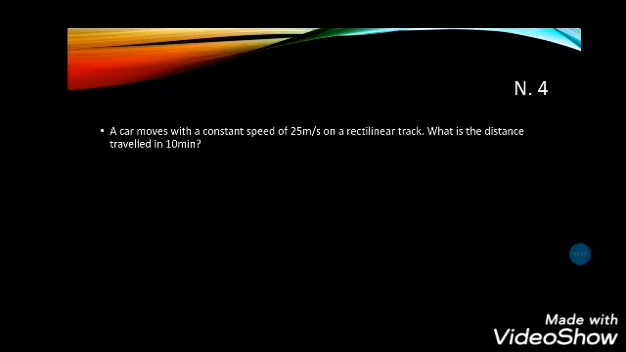Number 4. A car moves with a constant speed of 25 meters per second on a rectilinear track. What is the distance traveled in 10 minutes? So, the trick here is to transform the 10 minutes into seconds because the speed is in meters per second. You cannot use a time in different units.